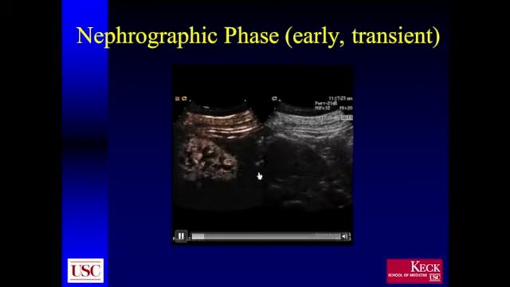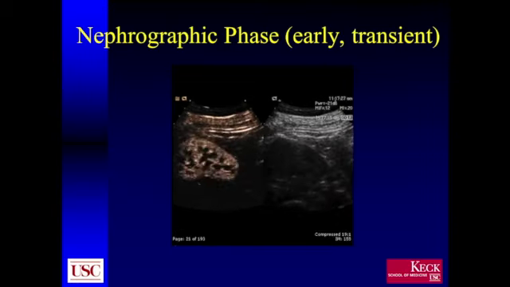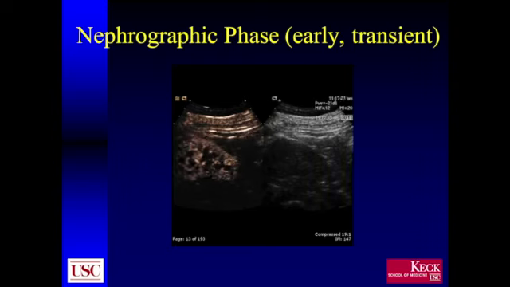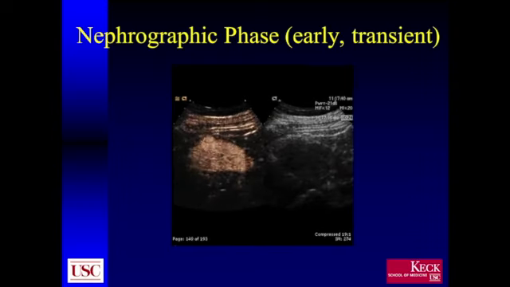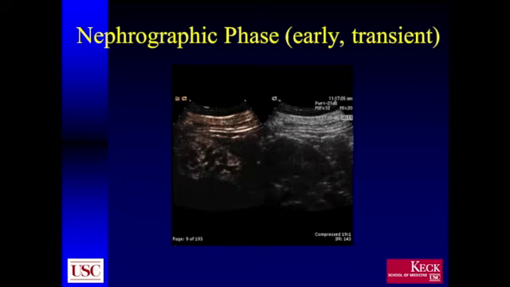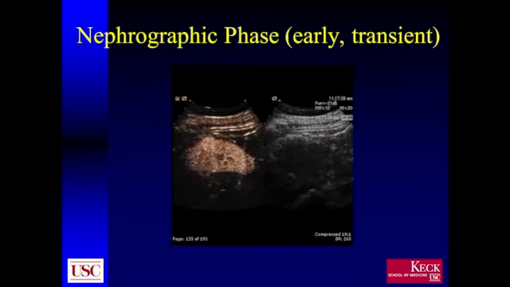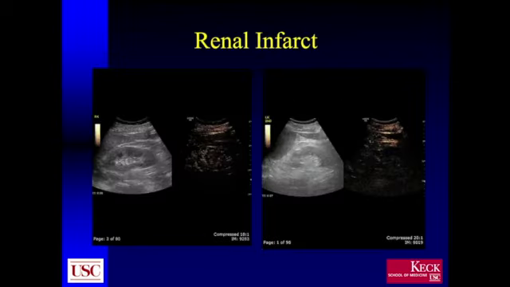These should not be confused, based on the anatomic position and the triangular shape, with hydronephrosis or other abnormalities. Clearly, as you can see, very shortly after the injection, these things fill in and become isointense to the surrounding renal parenchyma. So just to point out that this is a normal variation that we see during the early phase after injection.